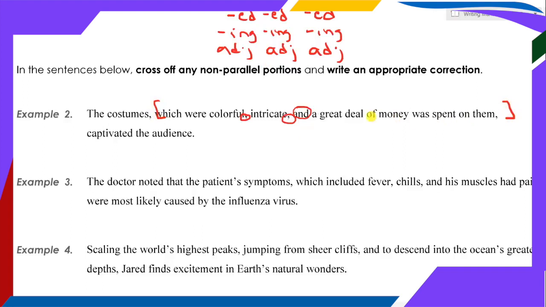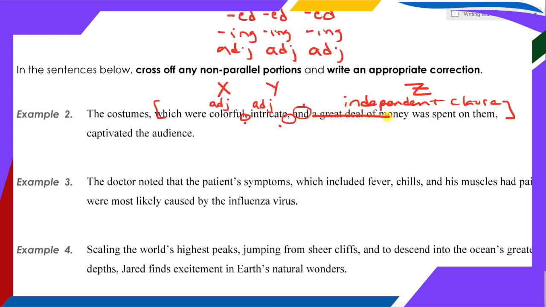sentence, we have this which clause, and in that which clause, we have our tip-off clue, our comma, comma, and the comma series. In the comma series, our X, which is colorful, is an adjective, and our Y, which is intricate, is an adjective, and then all of a sudden our Z switches not just to one word or one part of speech, it switches to an independent clause. A great deal of money was spent on them. That's a complete independent clause. So we don't want to do that. We don't want to go from adjective to independent clause.